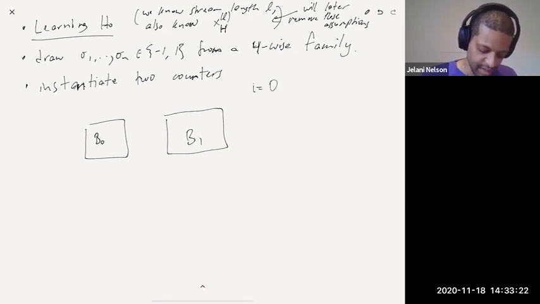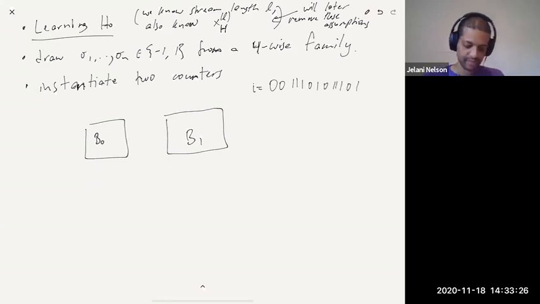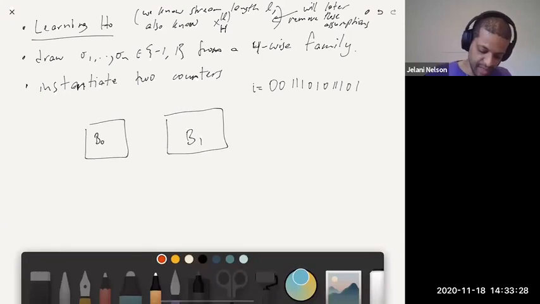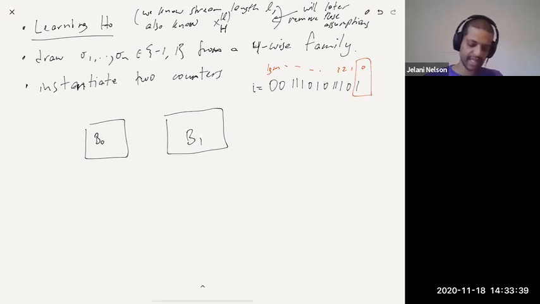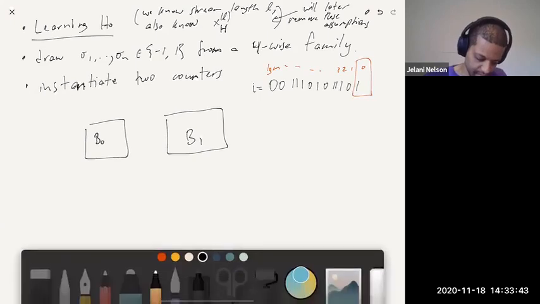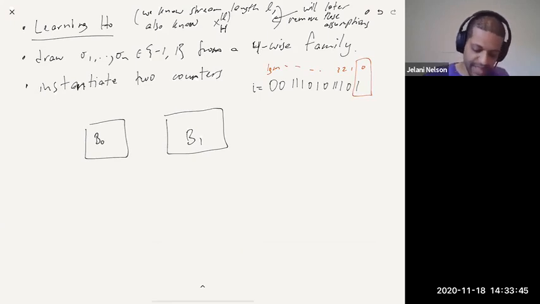It looks like 0, 0, 1, 1, 1, 0, 1, 0, 1, 1, 1, 0, 1. And this is bit number 0, this is bit number 1, this is bit number 2, this is bit number 3, all the way up to log n. I'm trying to learn the 0th bit, right? So I see i in the stream, and i is a 1. I mean, the 0th bit is a 1.